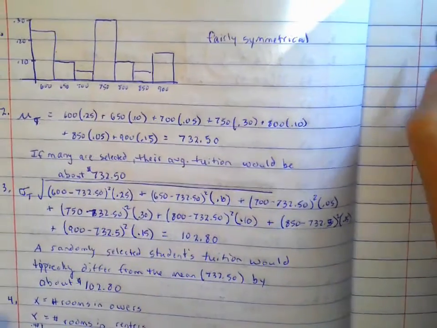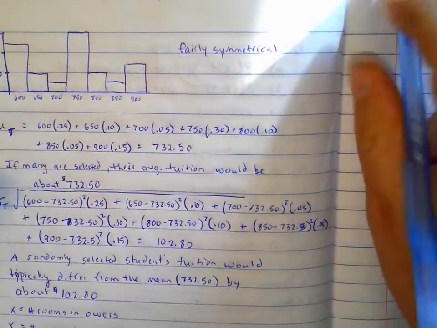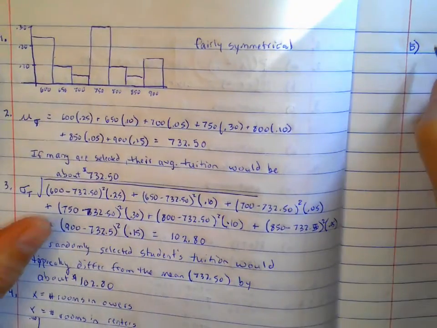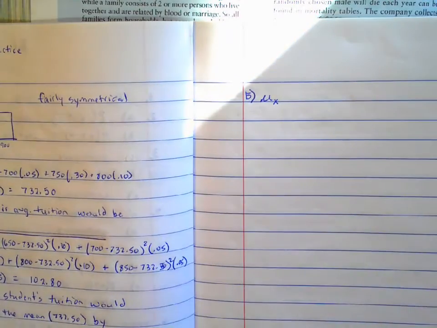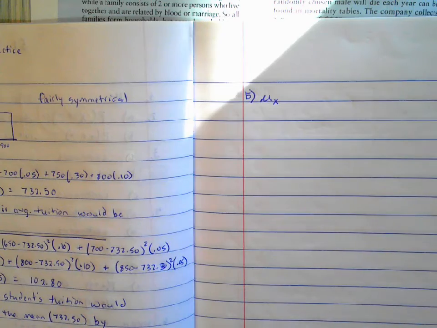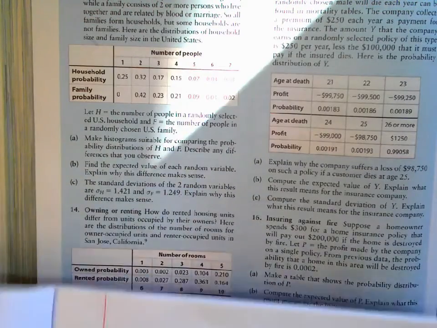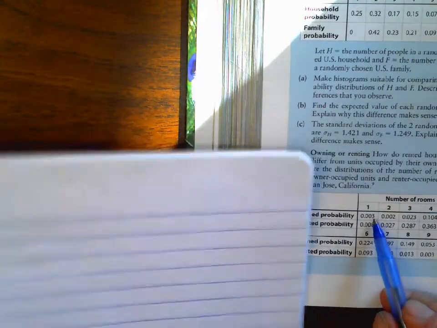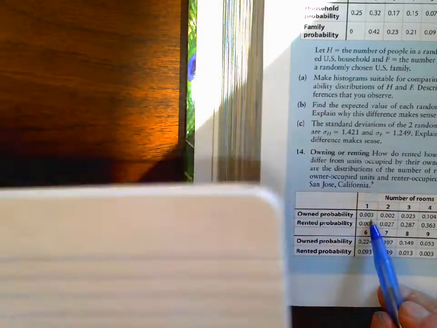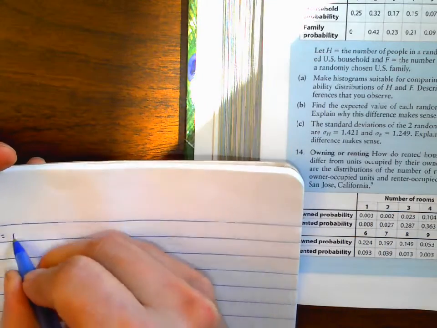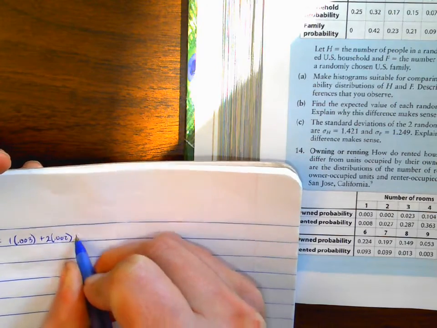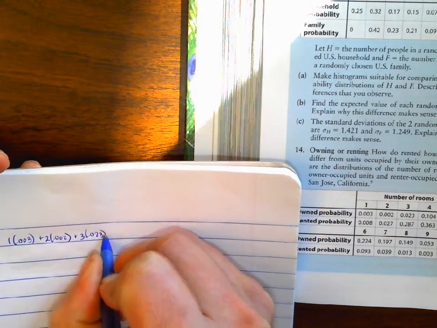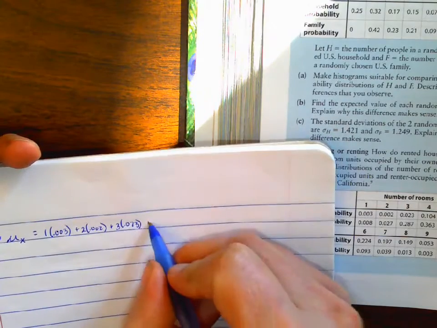Okay, so for part B, find the expected number of rooms for each. So expected number is your mean. So you want to find the mean of X and then also the mean of Y. Just to remember how to find the mean, you take this times the probability, for owners. So we would take 1 times 0.003 plus 2 times 0.002 plus 3 times 0.023. We're going to keep doing that just for the owners.